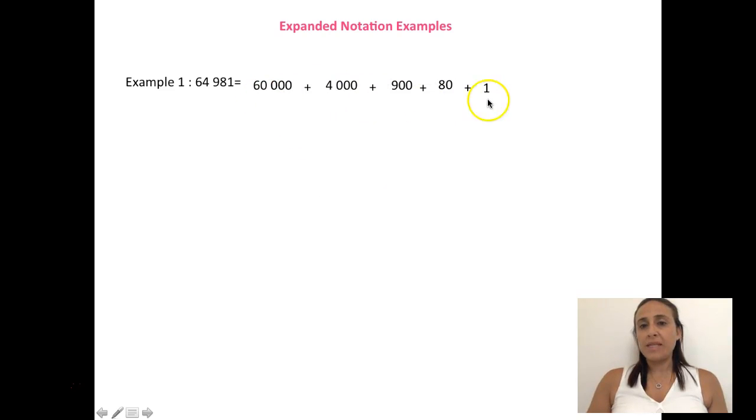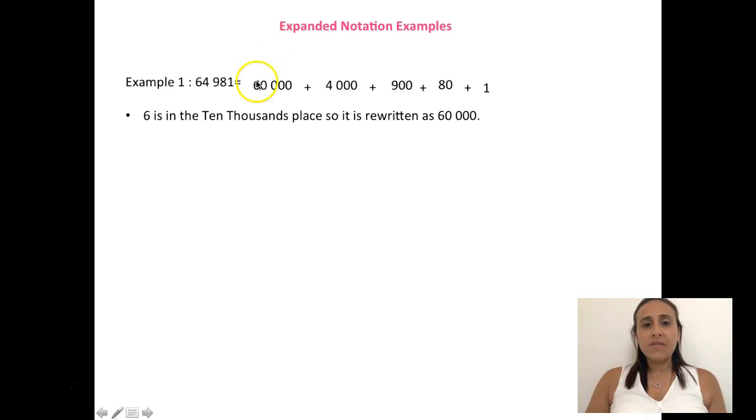Let's do another few examples about converting numbers from whole number to expanded notation. So we have an example here, 64,981. 60,000 plus 4,000 plus 900 plus 80 plus 1. The whole number 64,981 has now been converted into expanded notation. When you expand something, you make it bigger.